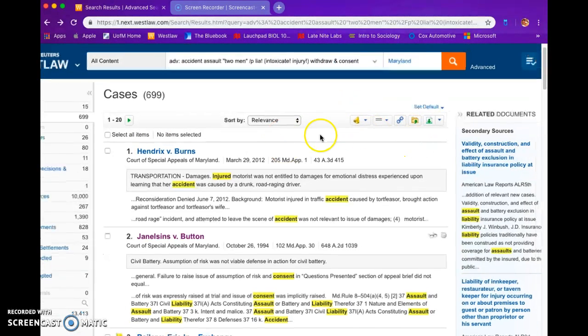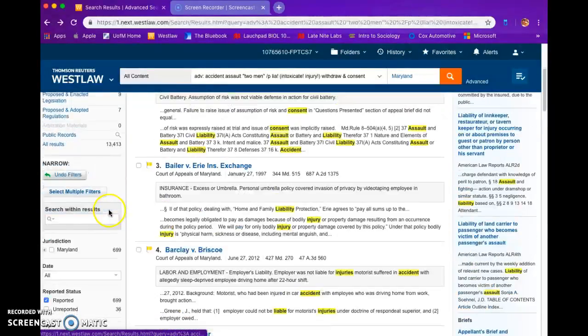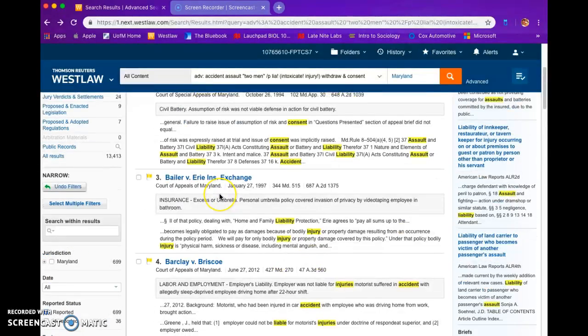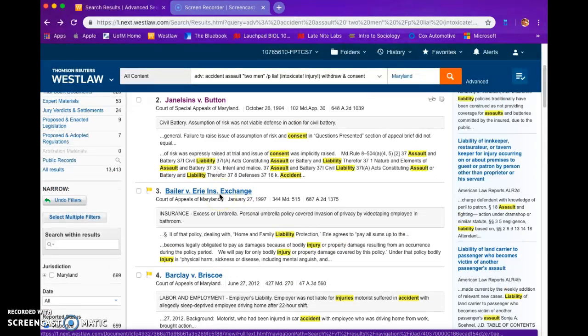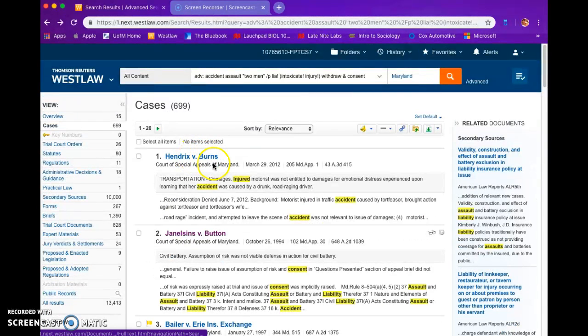When I hit enter, it brought up originally about 1,017 cases, but I narrowed my search by clicking on reported, because I want all my cases to be reported. And then I clicked on civil, because this looks like the case between Jason and Mark. When it says Jason sues for assault, this is a civil case, so I wanted all my cases to come up as civil cases instead of criminal. And the second case is the case that I did choose.